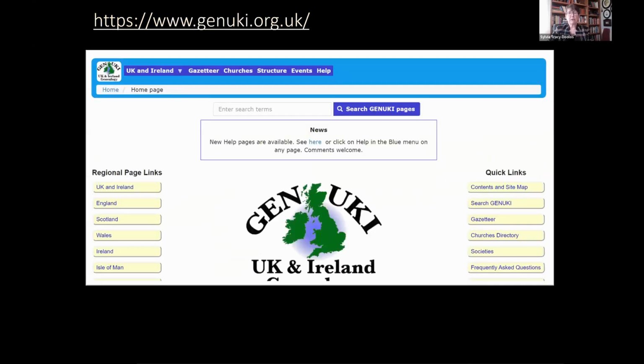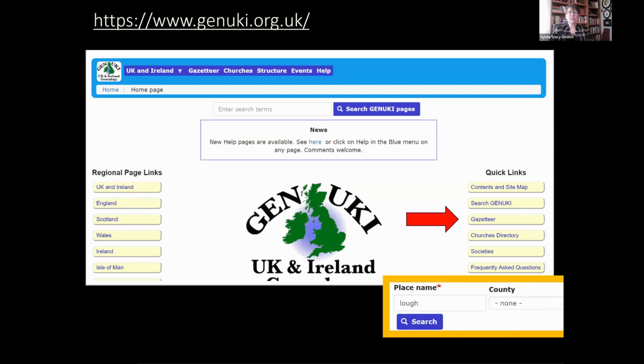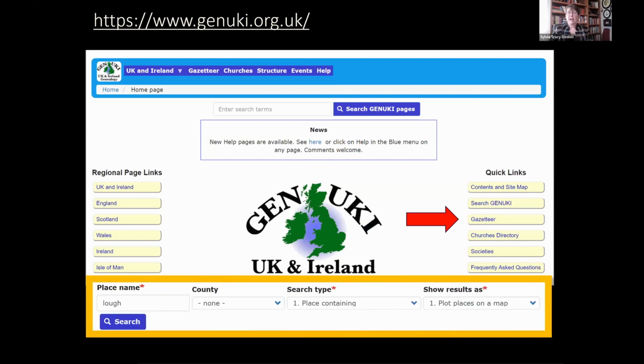Genuki is one of my favorites. Genuki stands for the Genealogy of the UK and Ireland. And they have not only good records, but they point to lots of other helpful things. So if you don't have a gazetteer for the UK at home, this might be a good place for you to look at their gazetteer.